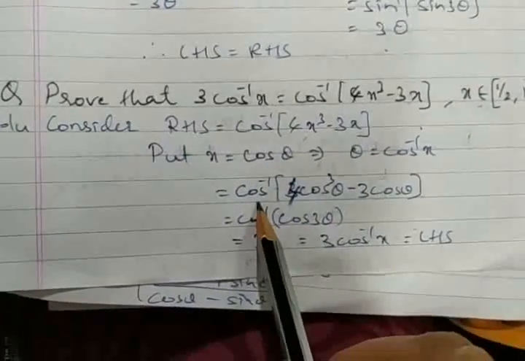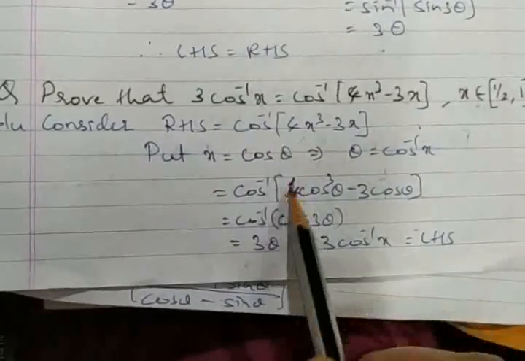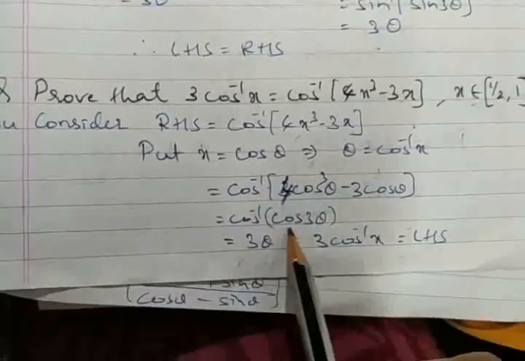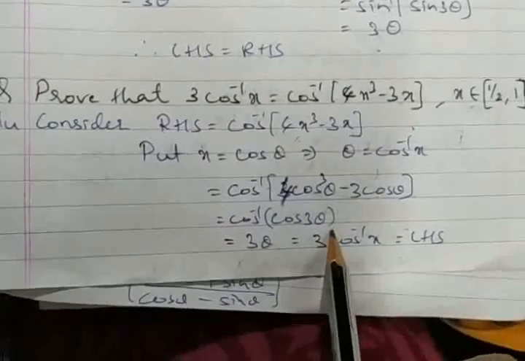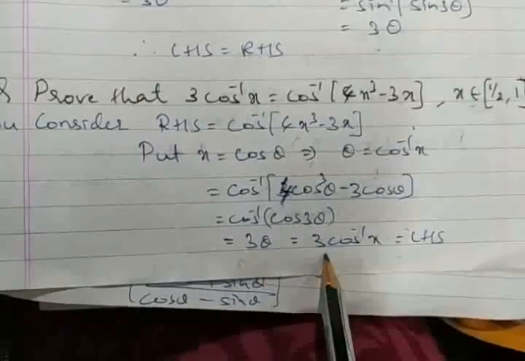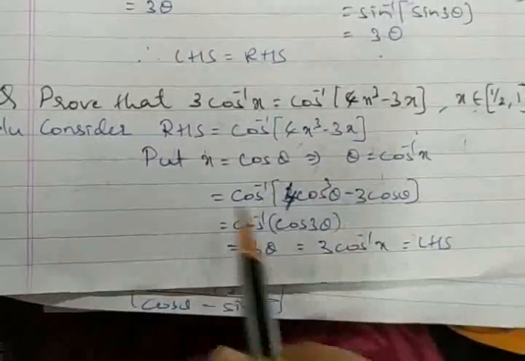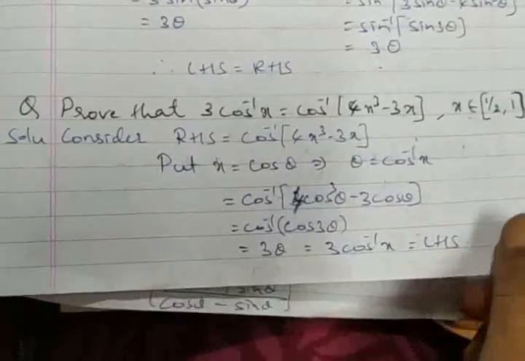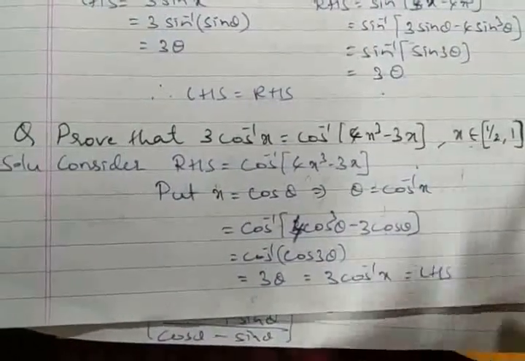Back to the RHS. After putting the value here, we find it to be cos inverse of 4 cos cube theta minus 3 cos theta, which will reduce to cos 3 theta. Overall, we find cos inverse of cos 3 theta. Because of the property, we have 3 theta and then we have 3 cos inverse x. That itself is LHS. This should be a conclusion. And every time the domain needs to be, of course, discussed. Whereas in the question prove that, normally the domain part will be given to us.